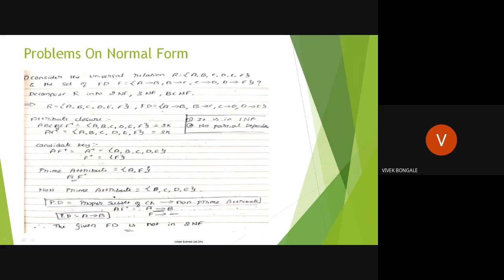Now B, C, D, these three I have removed from the given table. Then with the help of D I can determine E. So if A can determine D, then A can also determine E. So I am going to remove this E also. Then F is there. Is F determining any value? No. So A and F. For the next attribute closure, we can find it for A and F, not for other attributes.